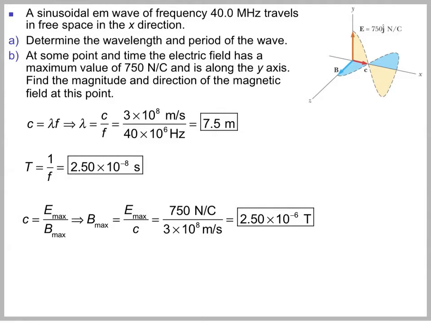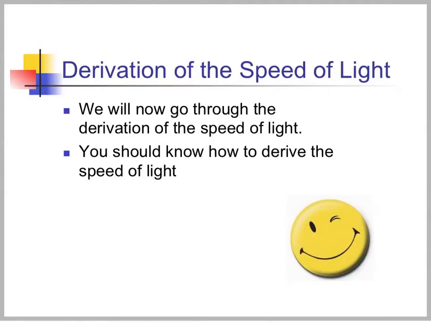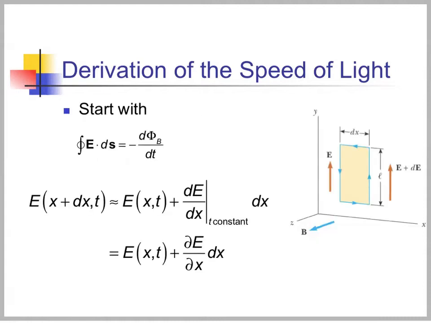Now, the derivation of the speed of light from Maxwell's equations is very important, and so I want to go through it once so that you can see it. I'm just telling you that you may want to know how to derive the speed of light using Maxwell's equations, as I'm about to do now. So, we'll start with the integral of E dot ds is equal to minus d flux dt.